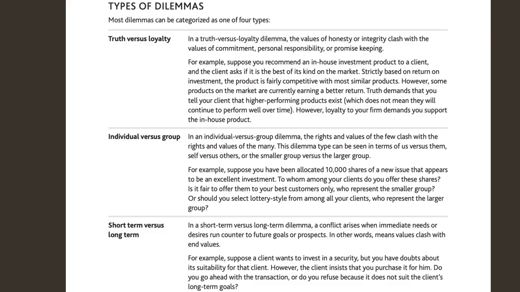Short term versus long term. In a short term versus long term dilemma, a conflict arises when immediate needs or desires run counter to future goals or prospects. In other words, means values clash with ends values. For example, suppose a client wants to invest in a security, but you have doubts about its suitability for that client. However, the client insists that you purchase it for him. Do you go ahead with the transaction, or do you refuse because it does not suit the client's long term goals?